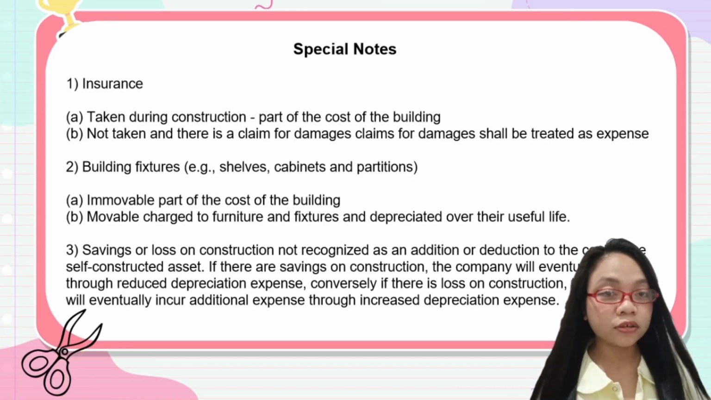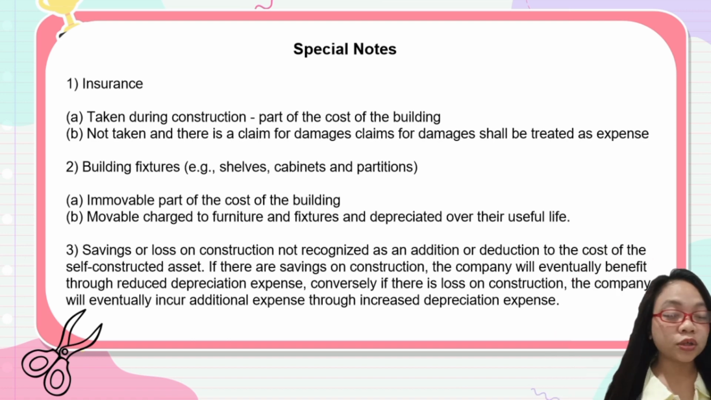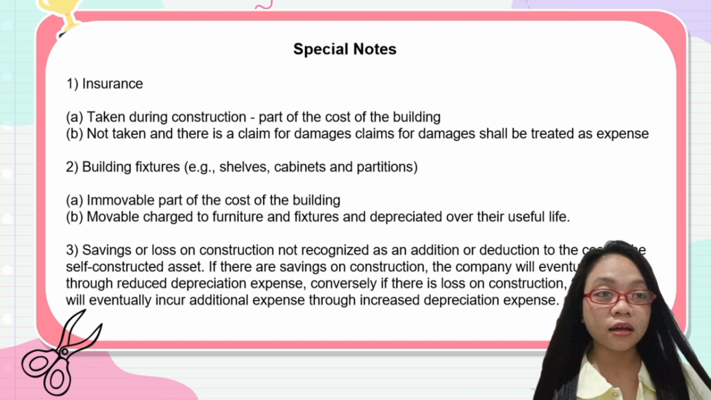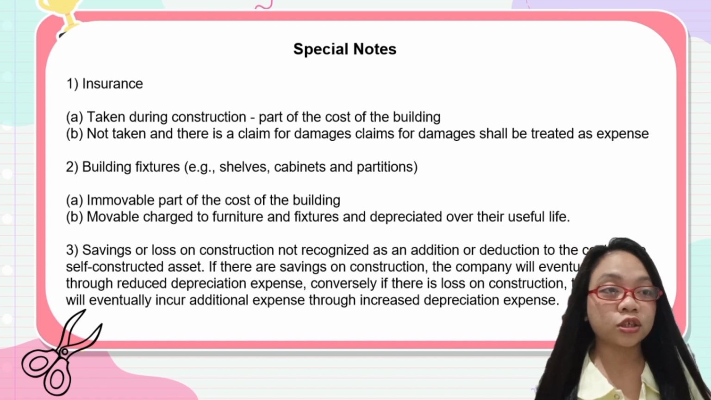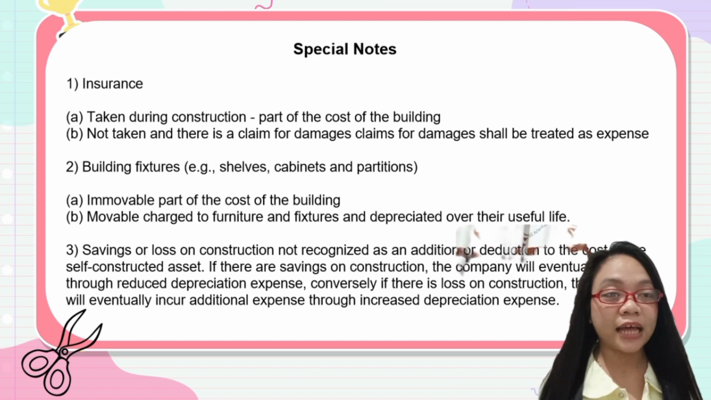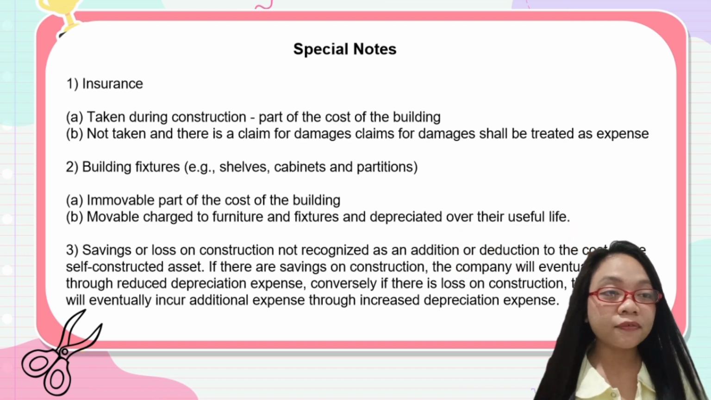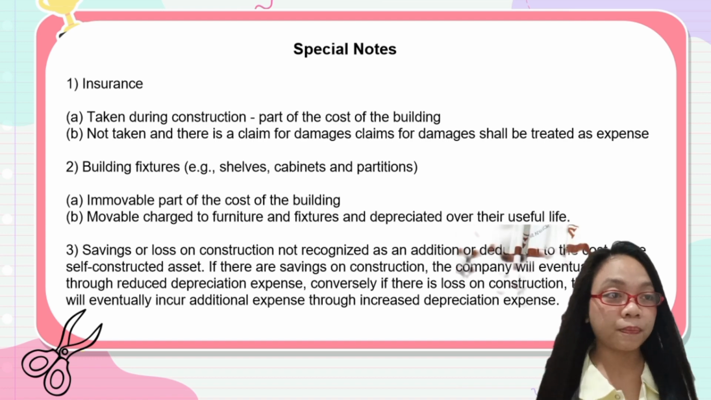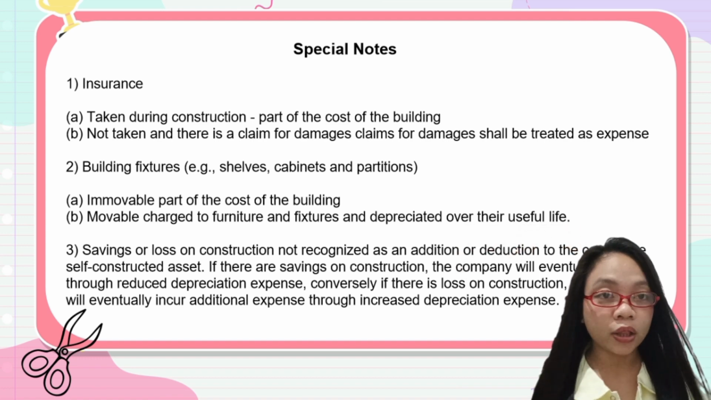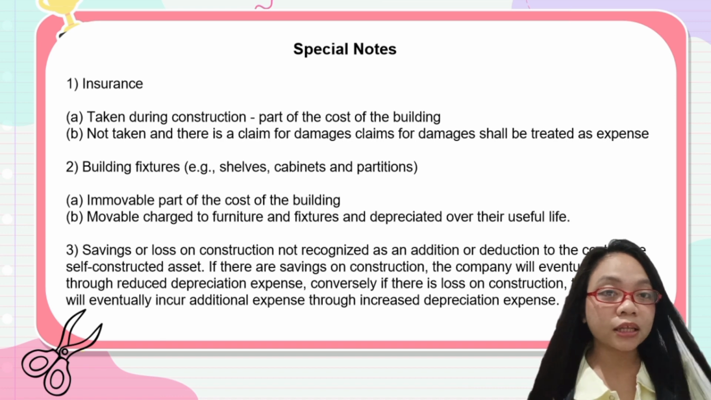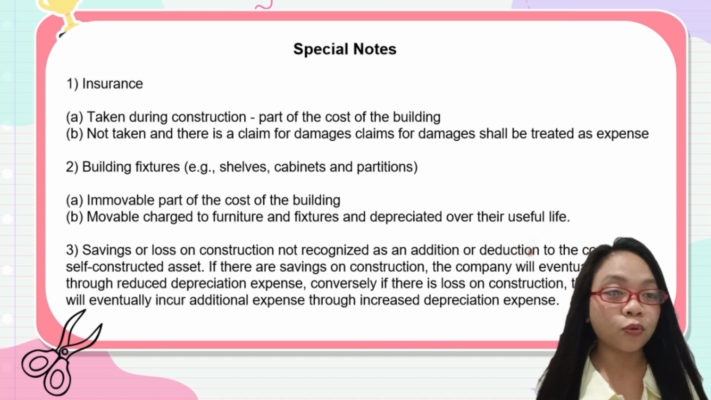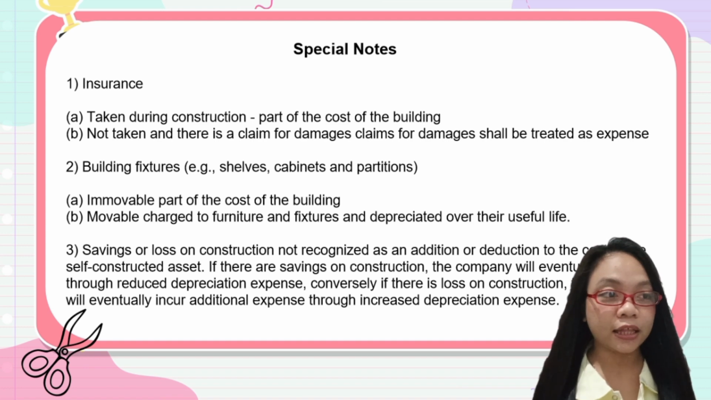Naa pod tayo special notes in relation to the chargeable cost of building when constructed. First, insurance. If we take insurance during the construction, then it is part of the cost of the building. But if we did not take the insurance during the construction and after that na-claim for damages, then the damages shall be treated as expense. Then for building fixtures, for example, shelves, cabinets, or partitions, if it is immovable, it is part of the cost of the building. But if it is movable, it is charged to furniture and fixtures and depreciated over their useful life.